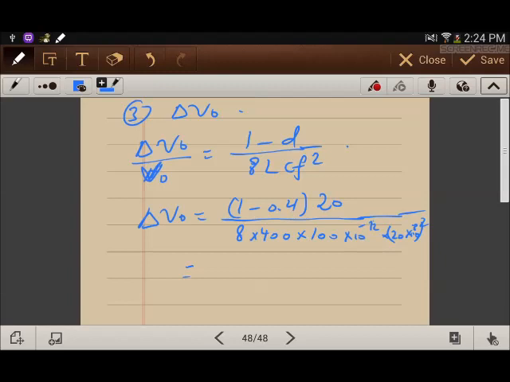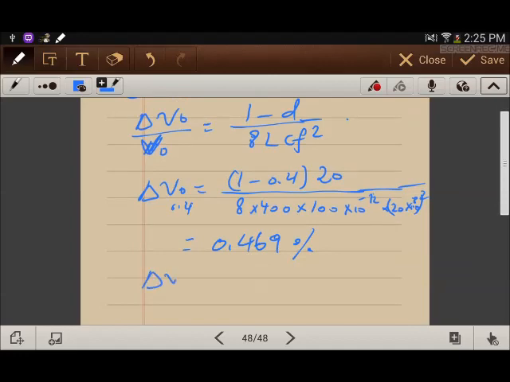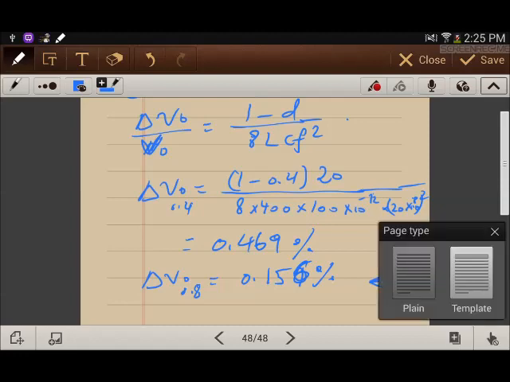So I will get a peak-to-peak ripple voltage for the 0.4 duty cycle. It will give me 0.469%, and delta V out for the 0.8 duty cycle is 0.156%. So this is a better performance for the converter. Now I will go to the next example.